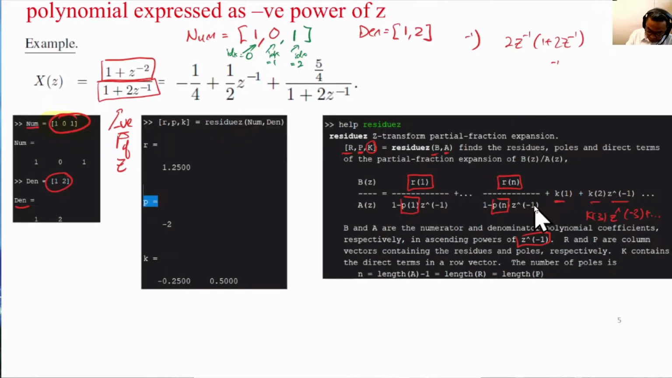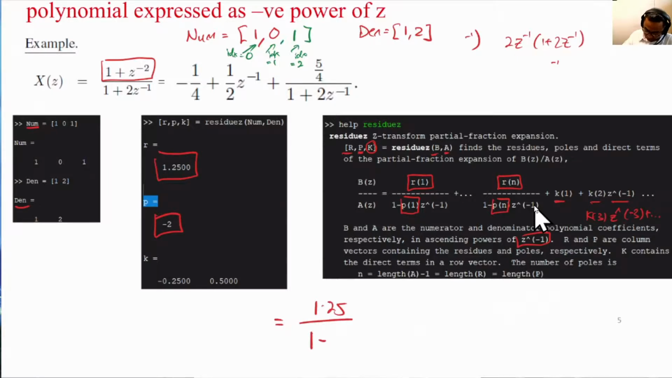We substitute this expression in, and out comes R, which is only one of them, 1.25. P is minus 2. So I'm going to do 1.25 divided by 1 minus, what is P? Minus 2, minus 2 z minus 1. So this is my first expression here. Plus, what about K? K has two expressions. So plus, it will be minus 0.25. The first K has nothing. No, it's not some z. So the second K has plus half z minus 1.